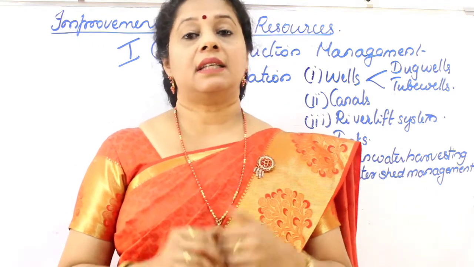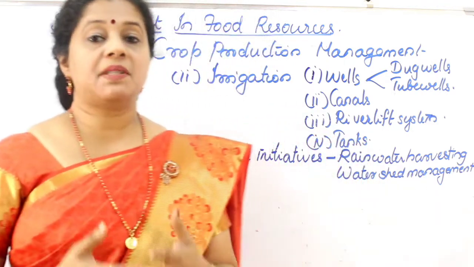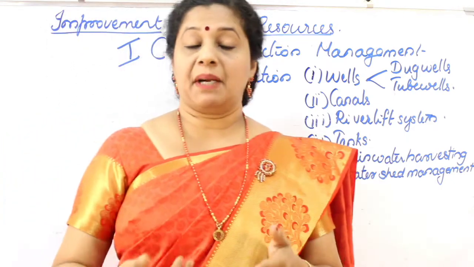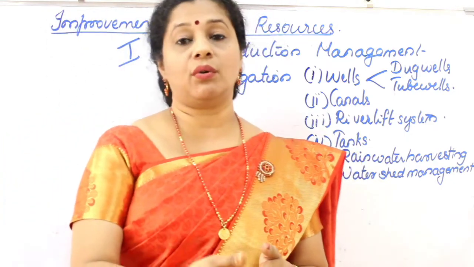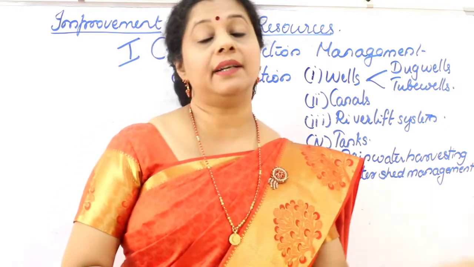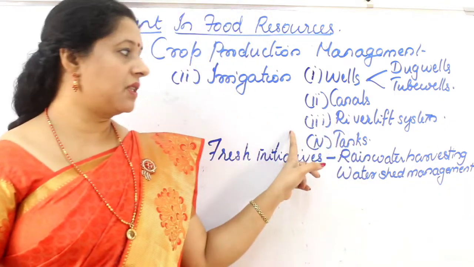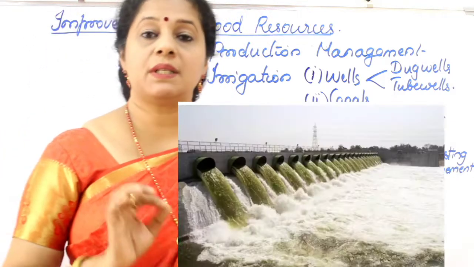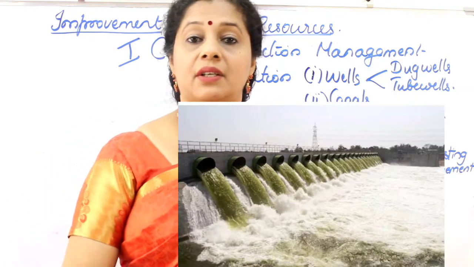Then the canal system sometimes may not be feasible, but if your land is very close, you don't have to go for a canal system. You can directly draw water from the river. That system is called a river lift system, which is possible only if your land is near to the river.